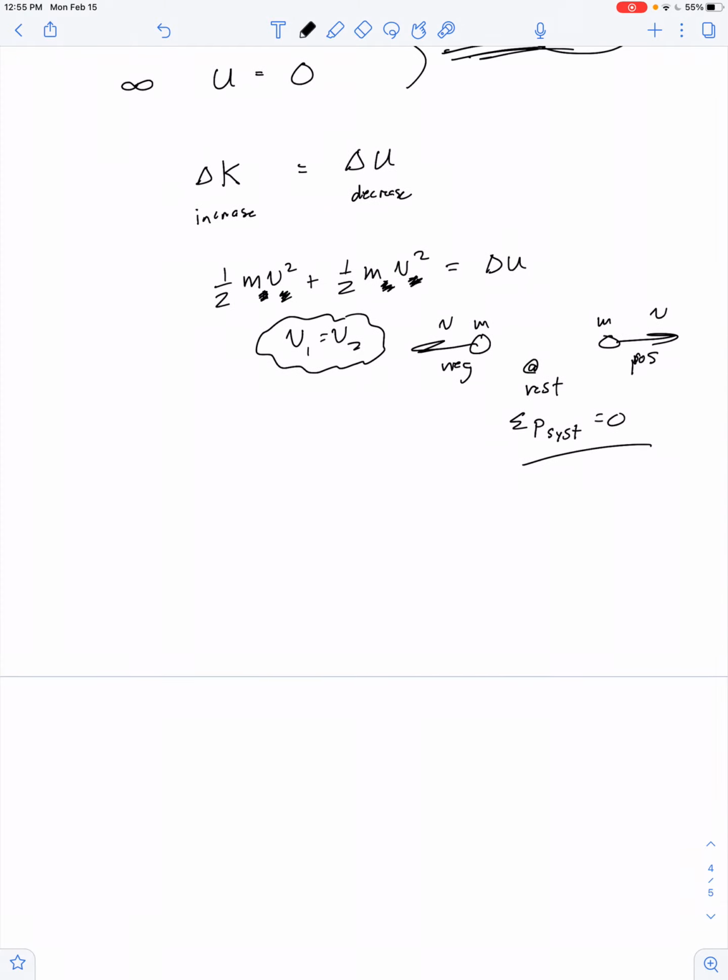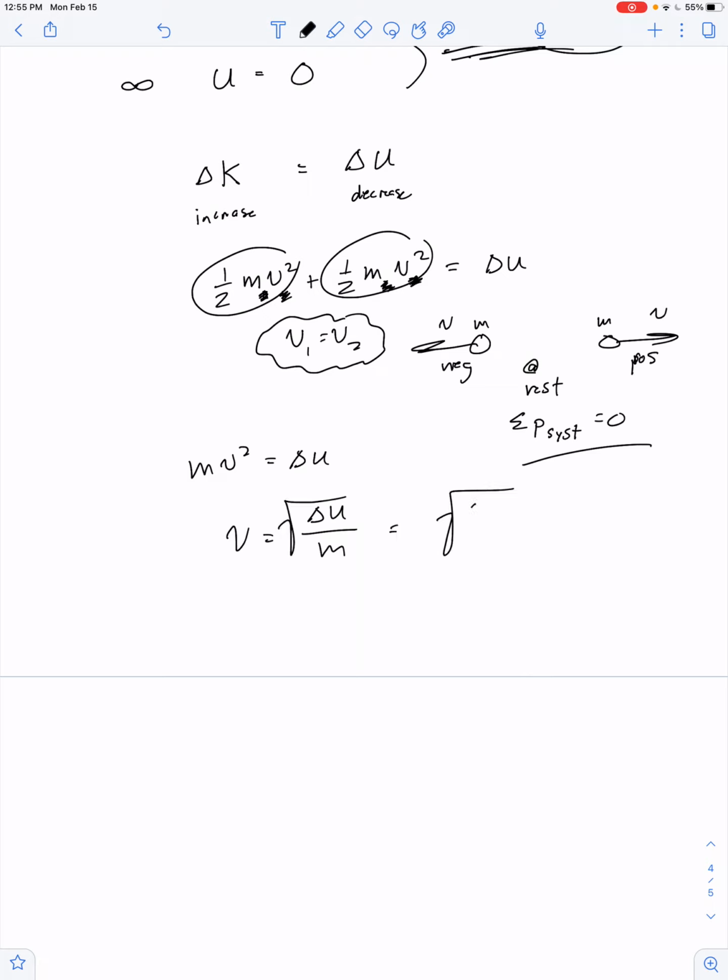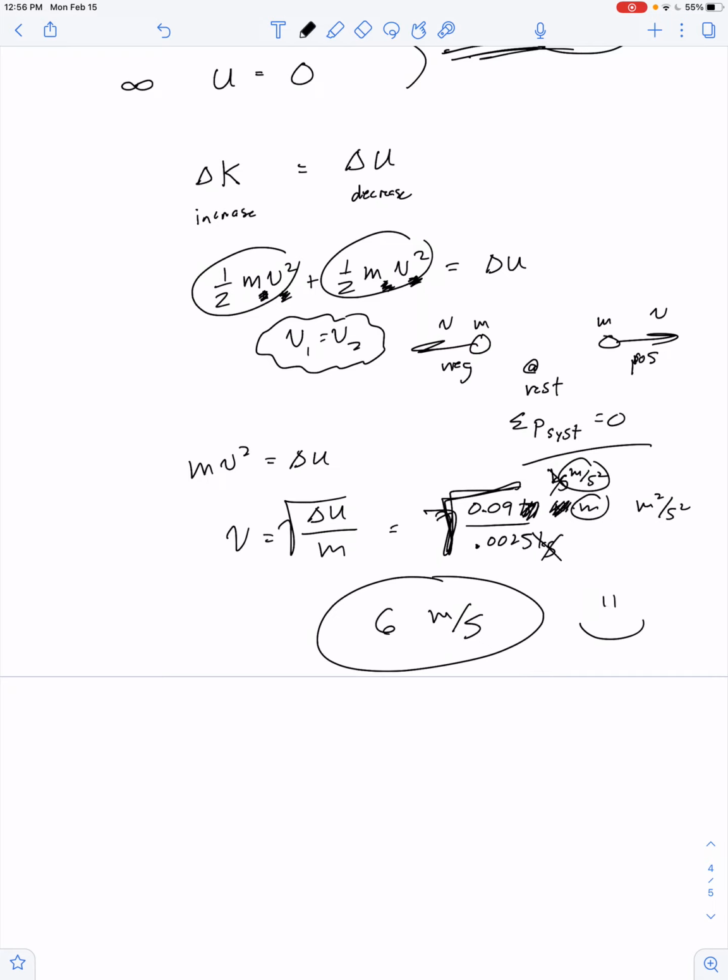So really then we just have 1/2 mv squared plus 1/2 mv squared for a total of mv squared equal to delta U. So this quantity v is equal to the square root of the change in potential energy divided by the mass of either one of the particles. So this is the square root of 0.09 joules divided by 0.0025 kilogram. Remember, a joule is a Newton meter, and a Newton is a kilogram meter per second squared. So kilograms cancel out, and we've got meters squared per second squared, but we're taking the square root, so in the end we're going to get meters per second. What do we get? 0.09 divided by 0.0025. Take the square root of that, and we get 6 meters per second. Okay, not a bad problem. Let's move on to the next.